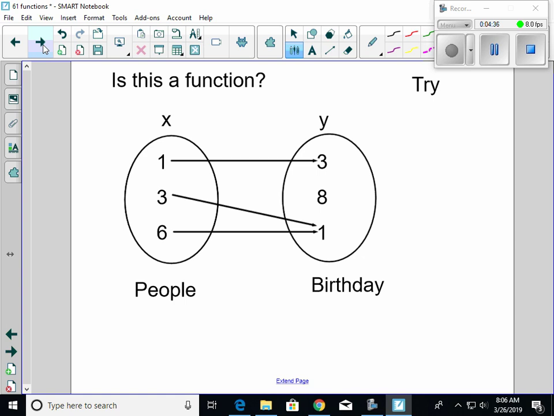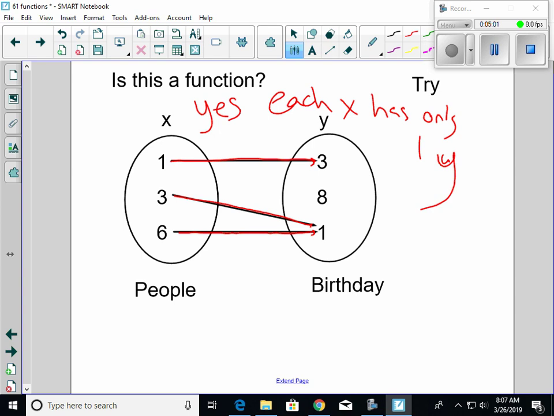Okay, so try to answer this one. Is it a function? And give me a reason why. Okay, so this person has 1 birthday, this person has 1 birthday, and this person has 1 birthday. So yes, it's a function. Each x corresponds to only one y. Each x has one y.